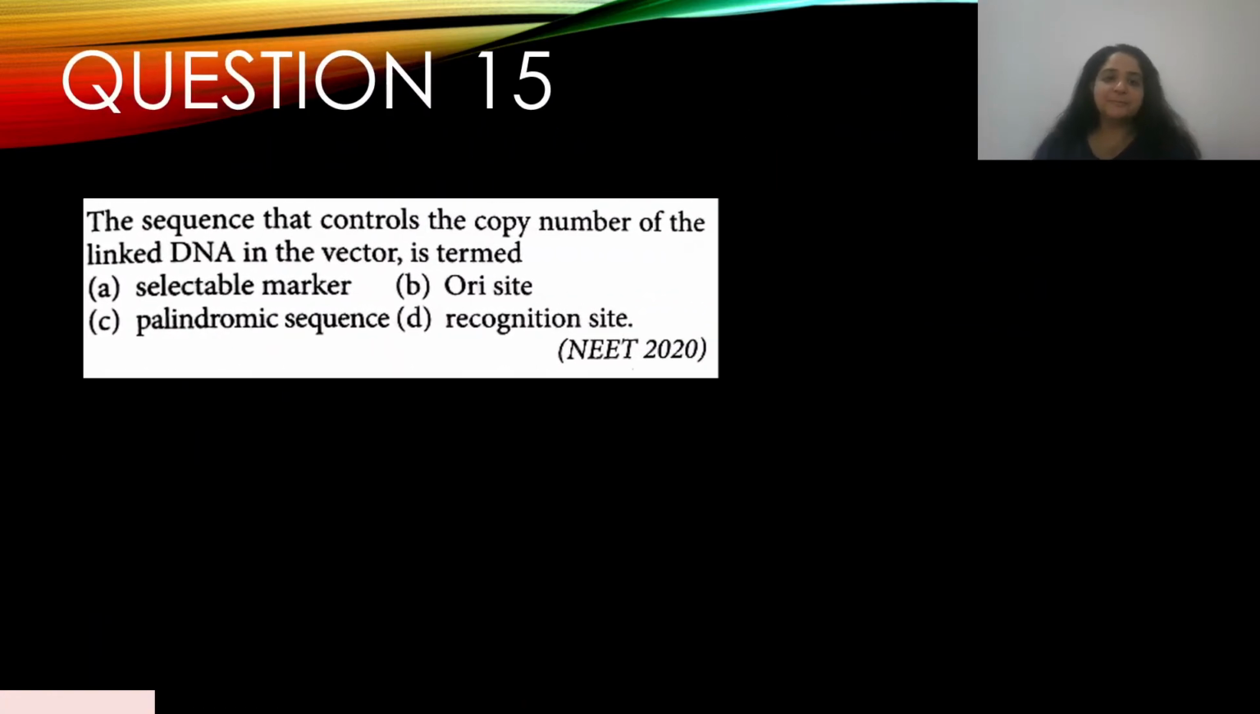Question number 15. The sequence that controls the copy number of the linked DNA in the vector is termed, this appeared in NEET 2020: A, selectable marker; B, ORI site; C, palindromic sequence; D, recognition site. Okay, so the sequence that controls the copy number is the ORI site. Answer is B.